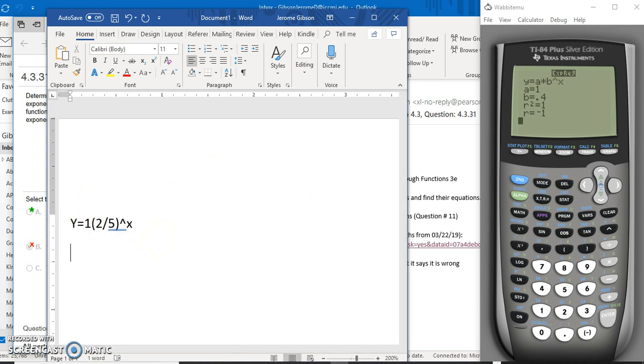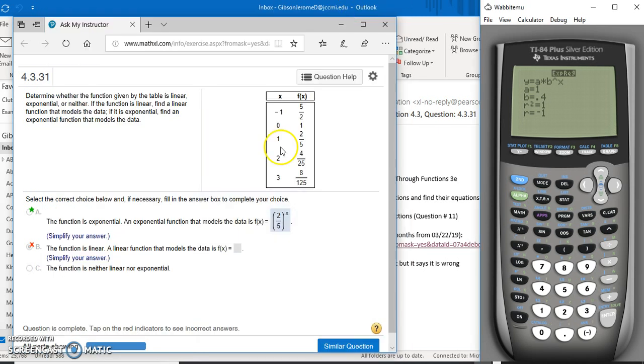Now, when you actually write this out, it'll be y is equal to, we don't have to include the 1 because anything times 1 leaves you with what you started with. So it'll be y equals 2/5 to the x power. And so this is supposed to be your answer. If you look here, this is exactly what we have. f of x, which we know represents y, is equal to 2/5 to the x power. And that's how we got this function.